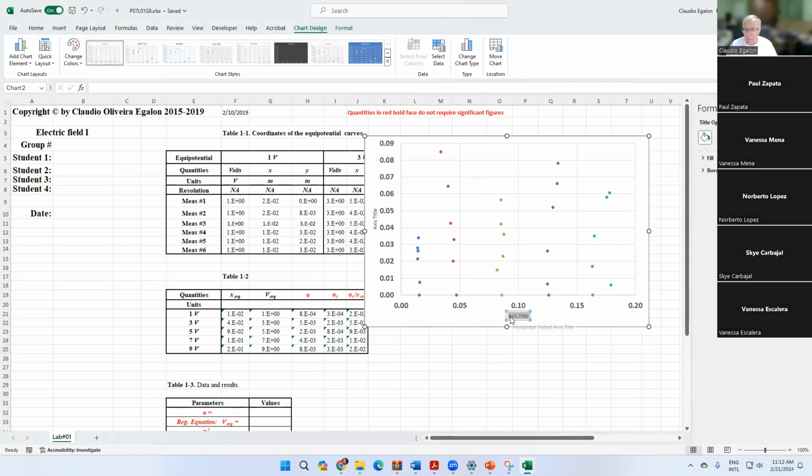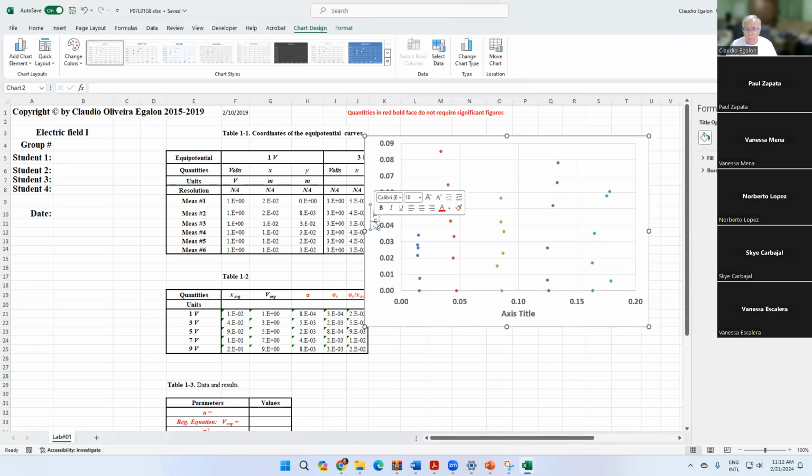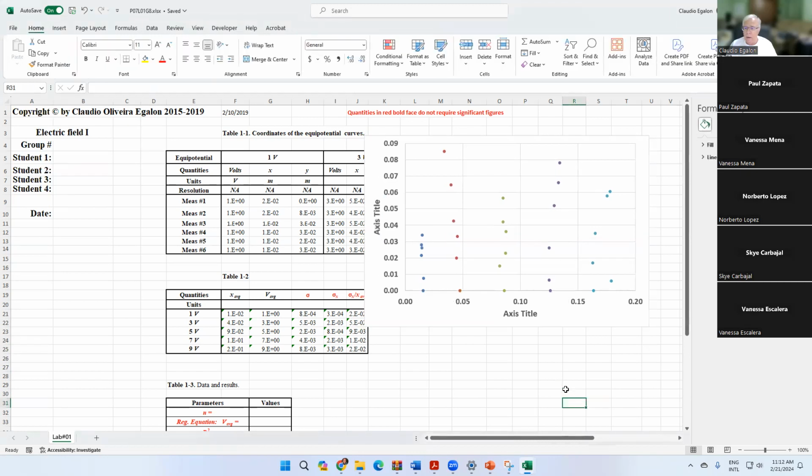I don't want you to keep it small like that. You know, this one is 14. Axis title, make it 16, size 16. Also bold face it, so you can see them very nicely. I repeat for this one here, bold face, size 16, right?